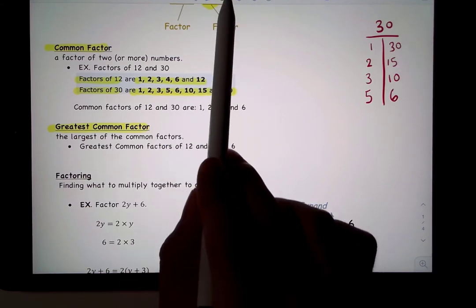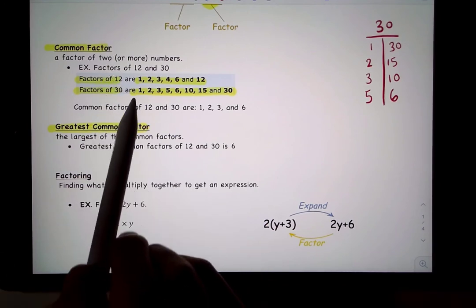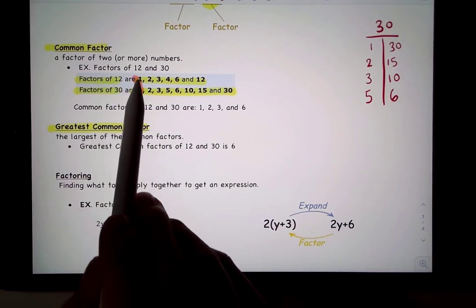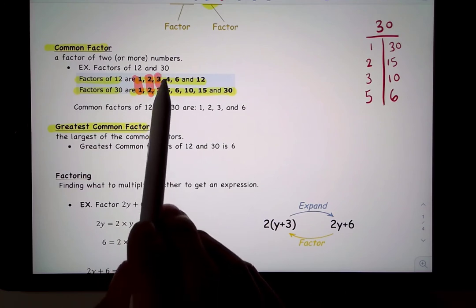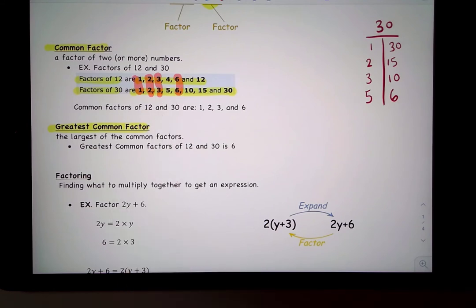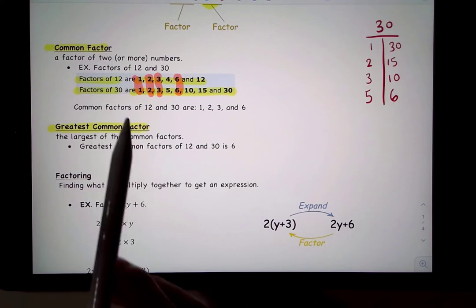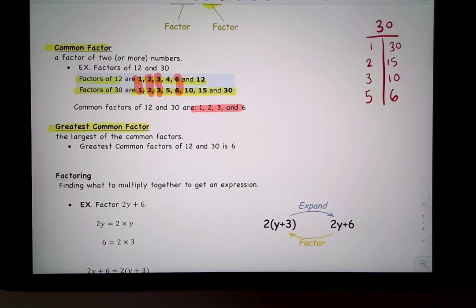Then we will find the common factors. Common means you have the same number in both lists at the same time. 1 is common, 2 is common, 3 is common, 4 no, 5 no, but 6 is common, and that's it. So 1, 2, 3, and 6 are the common factors. Then what is the greatest common factor?